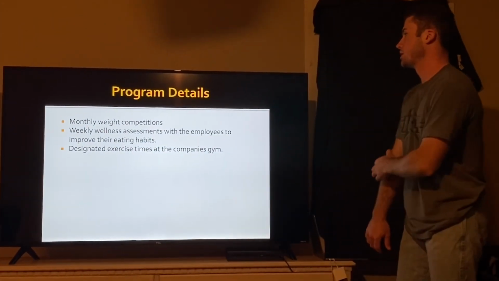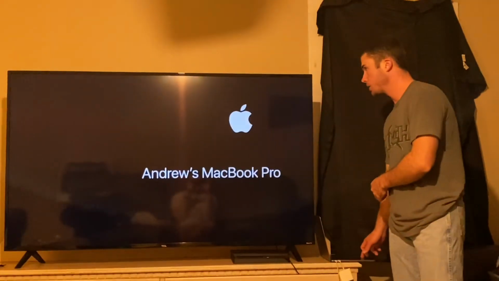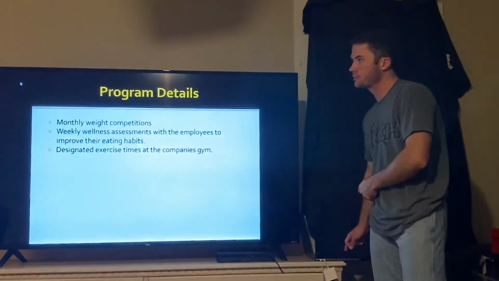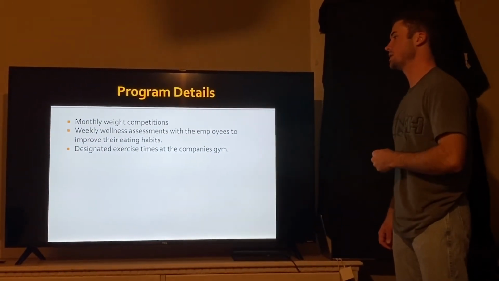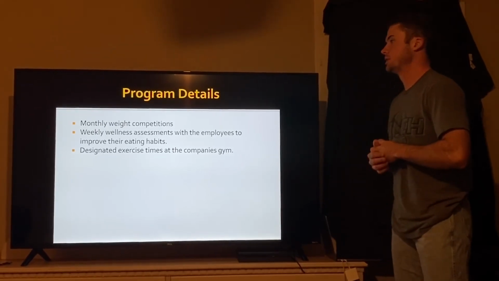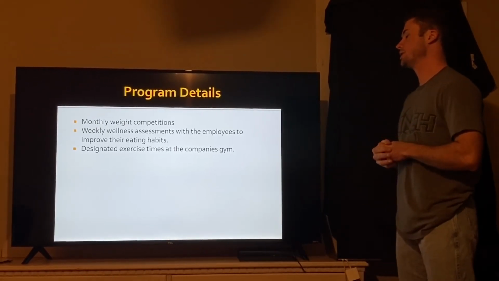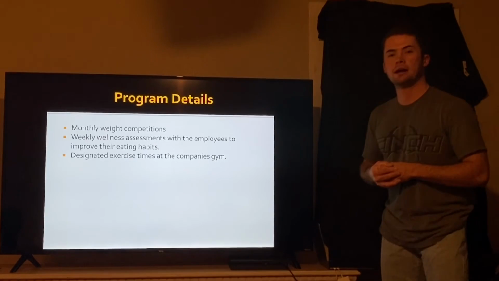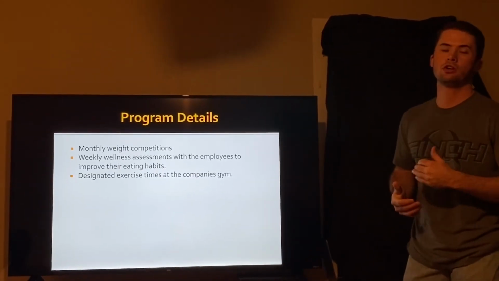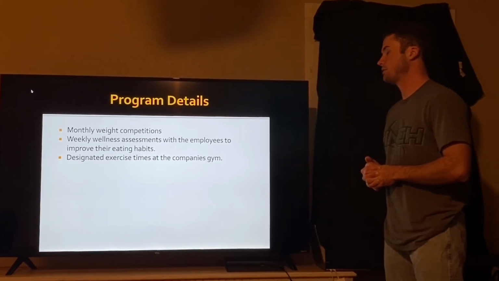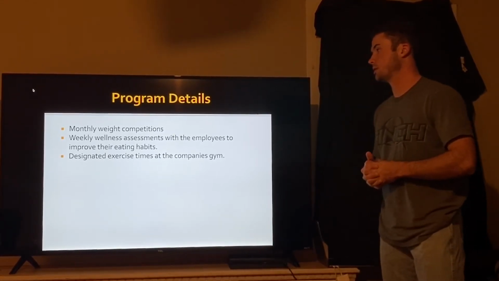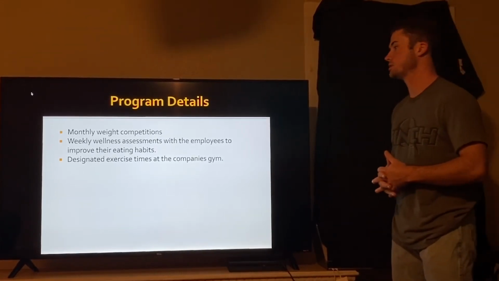This slide is our program details in the wellness program. Our first detail is going to be monthly weight competitions. Those are going to be pushed pretty hard, just to bring about a competitive side of our employees, to have them strive to win a competition and bring out the competitive side.